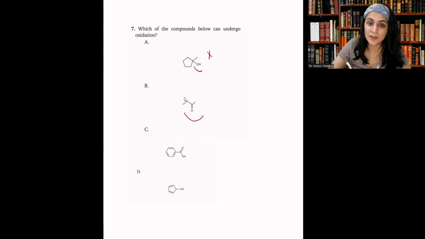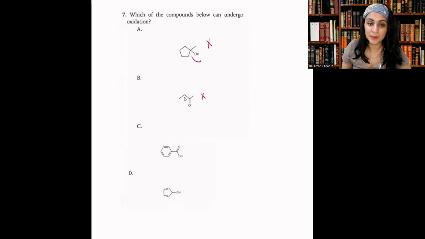In the second one, again, the carbon which bears a C double bond O, and for us to be able to further oxidize it, we need to have a hydrogen on that. Only then we can actually oxidize it further down to carboxylic acid. And so that's also not possible here. What about the third option? Now in the third option, we already have the fully oxidized product. So we cannot really further oxidize it to anything else.